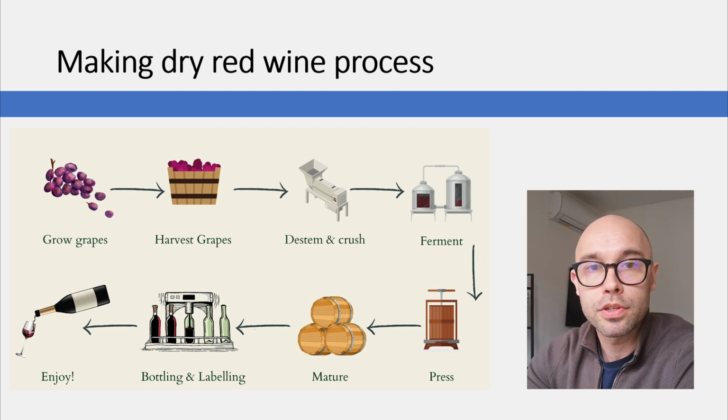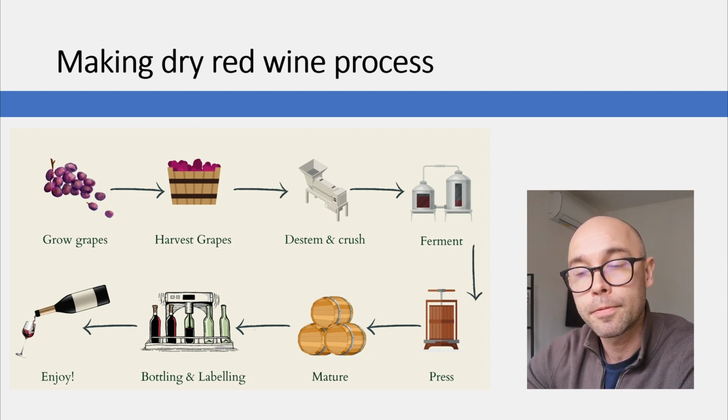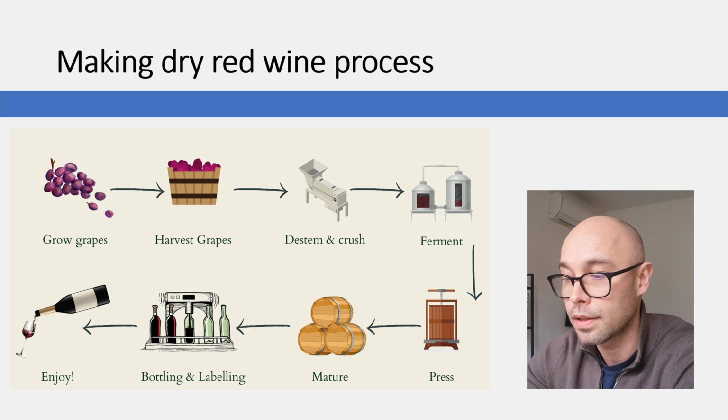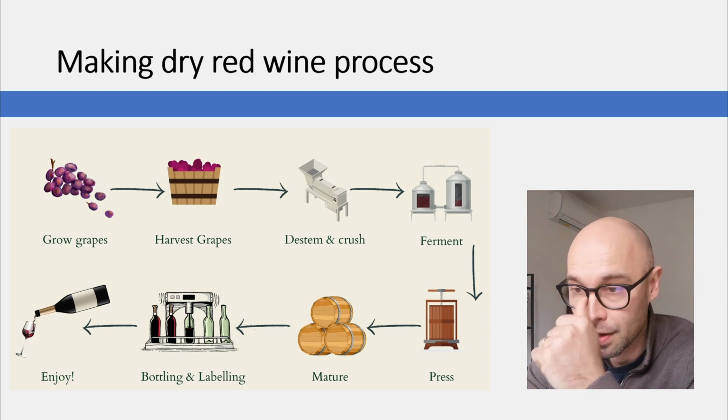After pressing, you have options to store and mature your wine. You can use stainless steel, you can use oak, and then you're bottling your wine. And then sometimes there are requirements for wine to stay in the bottle before it is released, and then the wine is ready for sale.